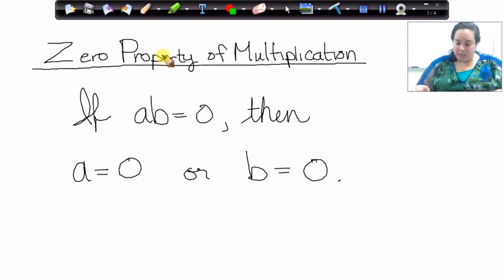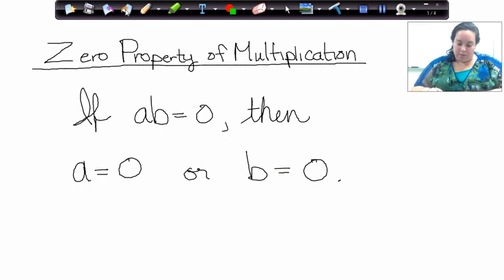The zero property of multiplication says if a times b equals 0, then a equals 0 or b equals 0. This makes perfect sense. If we have two things that are being multiplied together and they equal 0, let's say 3 times something equals 0, the only way that can be 0 is if that something is 0, right? So if we have two things being multiplied together, they equal 0, one of the two things has to be 0. It's the only way.